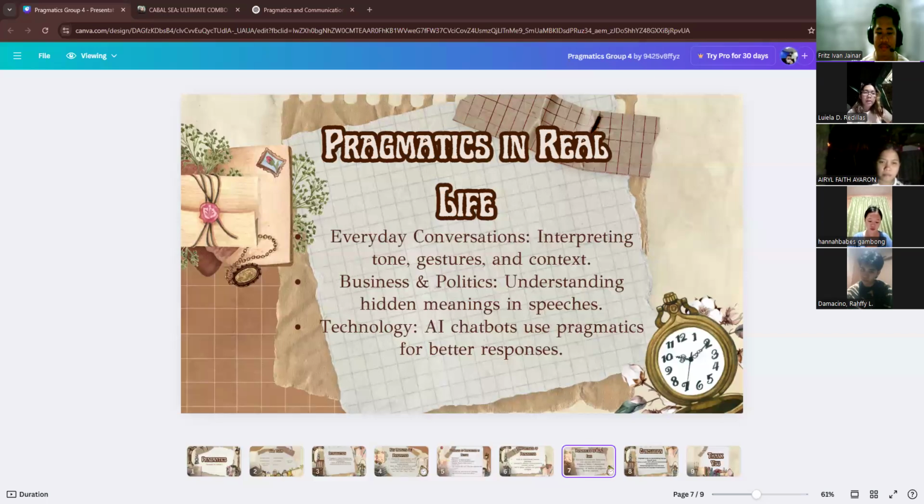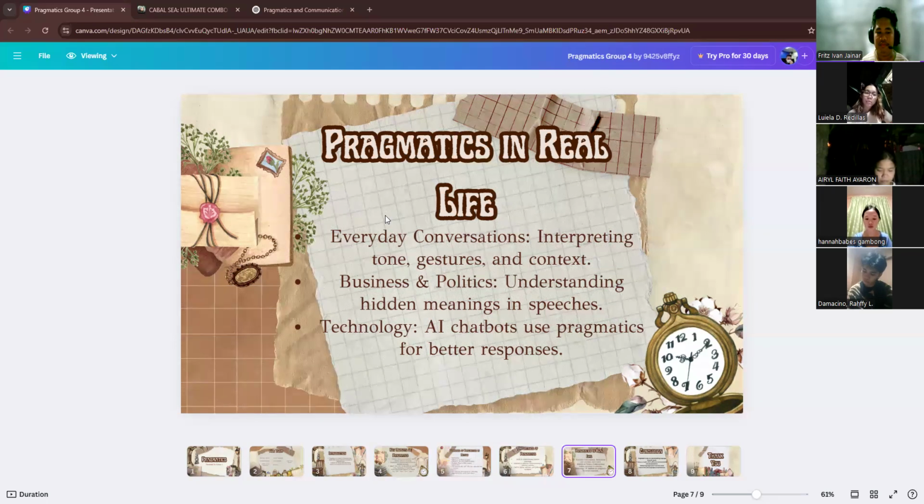My part will be all about pragmatics in real life. It outlines three key areas where pragmatics, the study of how context contributes to meaning, plays a significant role, such as everyday conversations. Pragmatics helps us interpret nuances of communication, going beyond the literal meaning of words to understand tone, gestures, and the overall context of a conversation. This allows us to understand the speaker's intended meaning accurately.